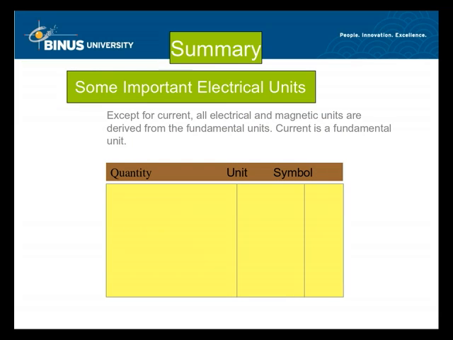There are some important electrical units, and except for current, all electrical and magnetic units are derived from the fundamental units. Current, charge, voltage, resistance, power. Current has a unit of ampere, charge coulomb, voltage volt, resistance ohm, and power is watt. We'll study now the meaning of each quantity.